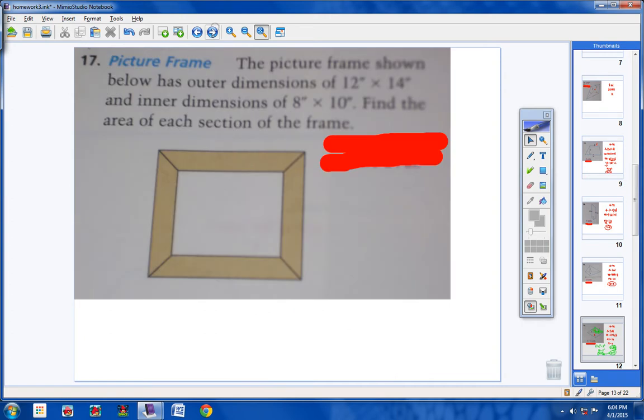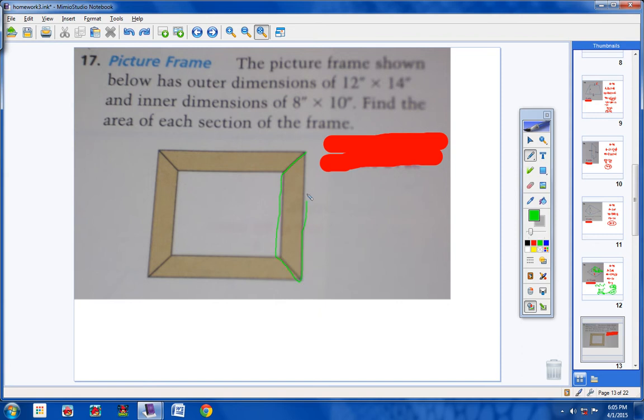Alright, moving on now to numbers 17 and 18, two word problems, okay? And they want us to find the area of each section of the frame. Now, let's talk about that. The very last sentence says, find the area of each section. That means they want you to find the area of this trapezoid. And that is a trapezoid, okay? Look at it carefully. Of course, if we find the area of the top one, that'd be the same thing as the one down here, okay? And then we also have to find the area of this trapezoid here on the side.